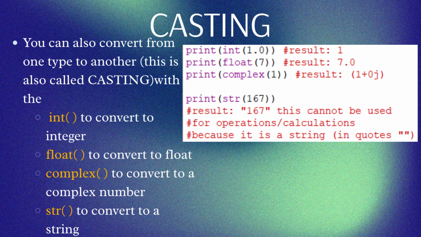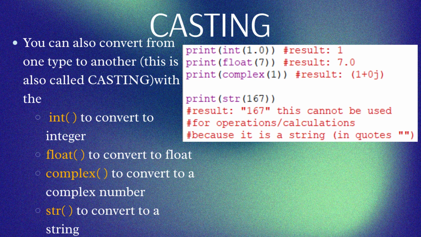Now, it's also good to know that you can convert from one type to another, and this is called casting. You can change from integer to string, from string to integer, from integer to float, from float to complex, and many more. And you would usually use the keyword. So for integer, it's int, then parentheses. For float, it's float and parentheses. For complex, it's complex, then parentheses. And to convert to string, it's str and parentheses.